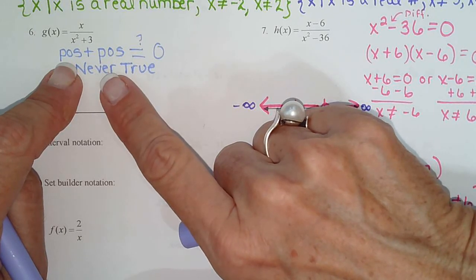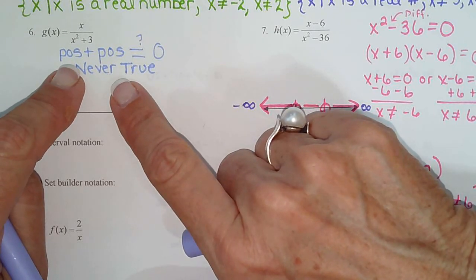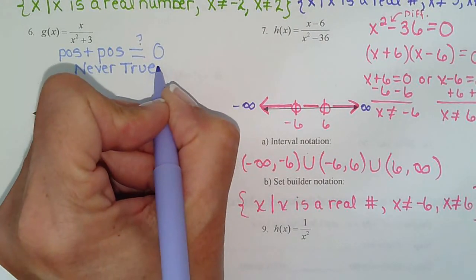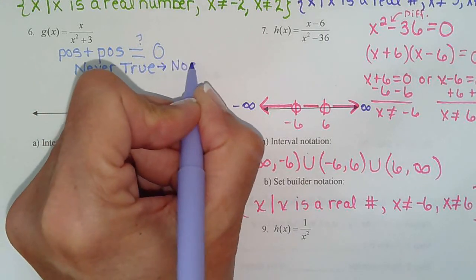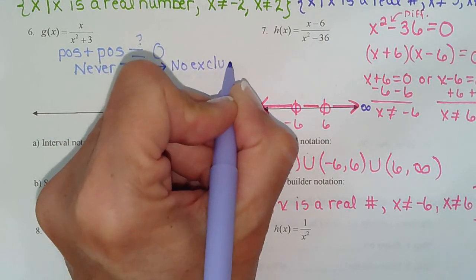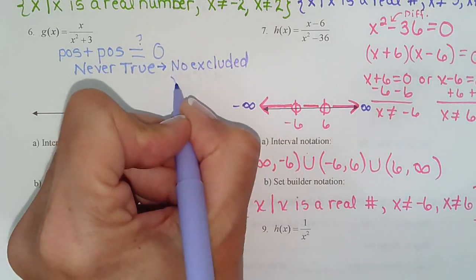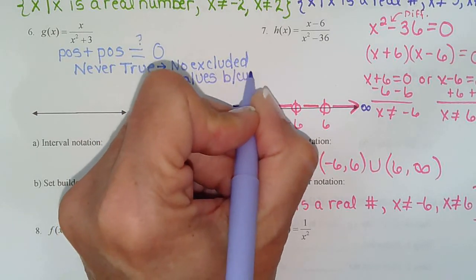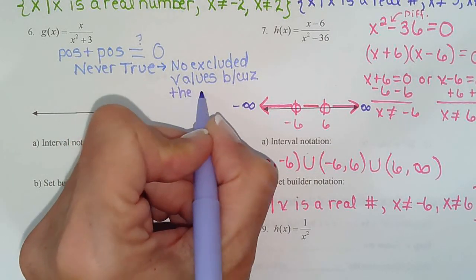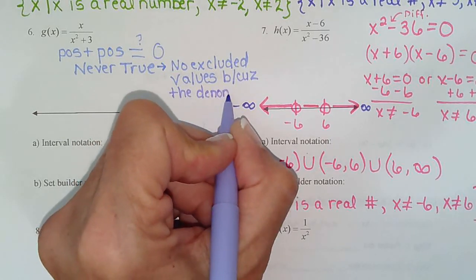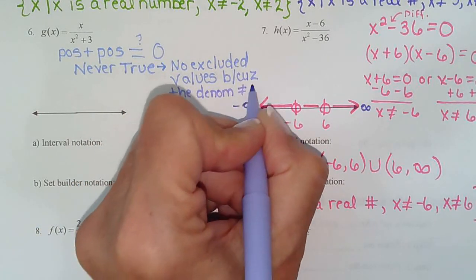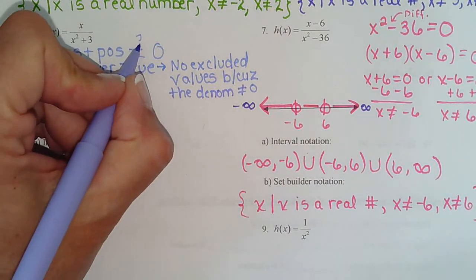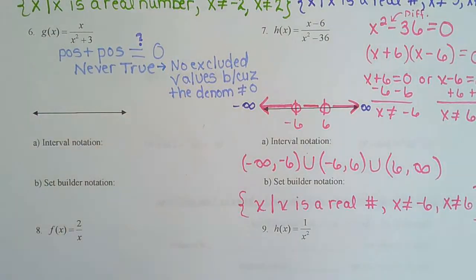So a positive plus a positive is never equal to 0. That means there are no excluded values. Because the denominator can never equal 0. Does not equal 0, ever, unless we put an imaginary number in, which we're not talking about right now. We're just talking about the real numbers.